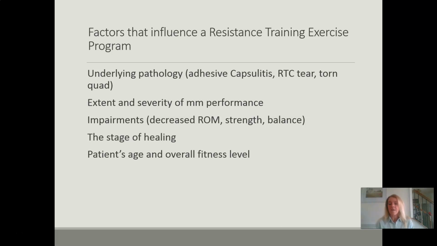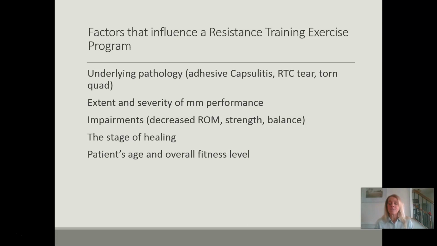Rotator cuff tear, I've mentioned before, initially after that repair, they're very limited on what they're able to do, especially as far as strengthening goes, like absolutely none for the first few weeks following surgery. Torn quads or really any sort of avulsed muscle or tendon, those are going to have to be rehabbed a little bit more slowly, and resistance training is going to be put on hold for a period of time.